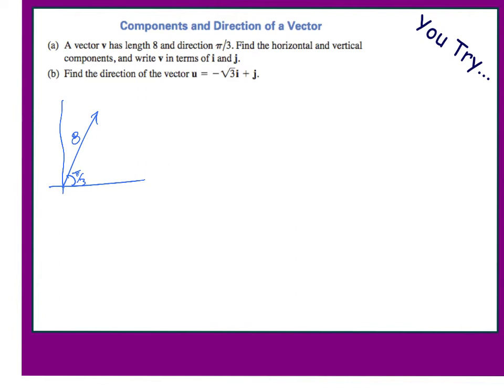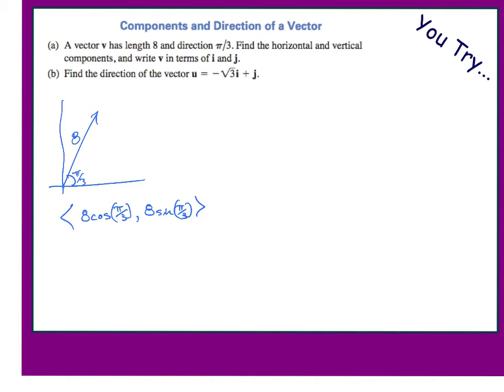Well, how do I get the horizontal component? Remember, it's magnitude cosine theta. All right, so my magnitude is 8. And then I have cosine of pi over 3. And then comma, my magnitude of 8. And then how do I get my vertical component? Sine of pi over 3. You guys are going to be doing this a lot. Okay, magnitude cosine theta, magnitude sine theta. You're going to be doing it a lot.